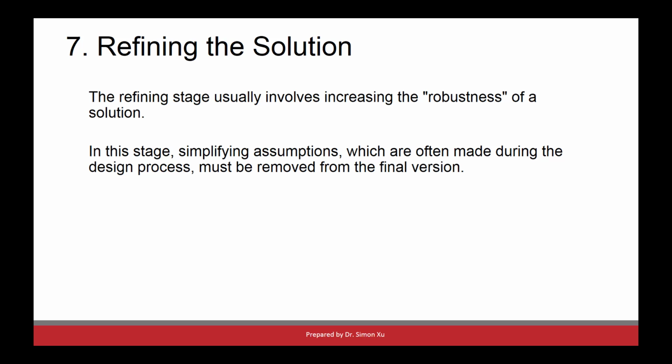In the design phase, in order to make our life easier, sometimes we make assumptions. In the refining the solution phase, we need to remove those conditions to increase the robustness of the software. For example, in the design phase, we assume the input will be an integer between 0 and 1000. In this phase, we need to remove that condition and change the software to accept all different kinds of integers, not only integers between 0 and 1000.